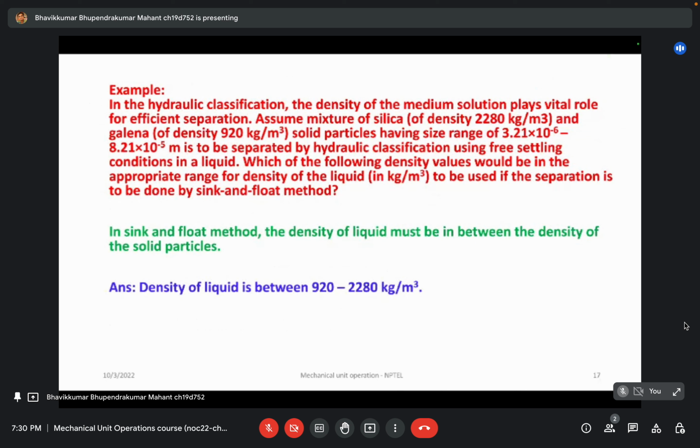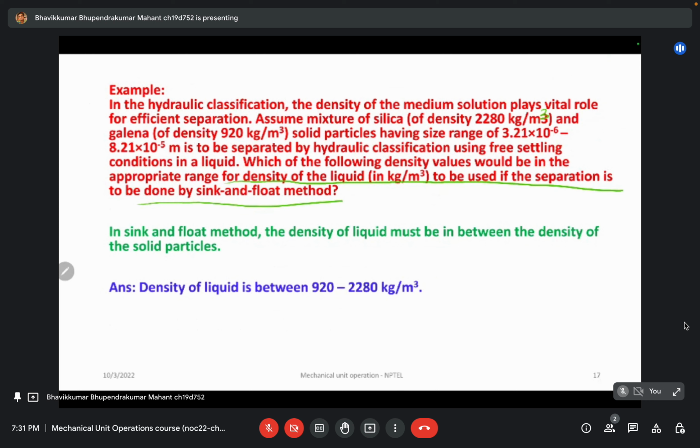Now in another example, in hydraulic classification, the density of the medium plays a vital role for efficient separation. So density is much more important. Assume a mixture of silica, which has a density of 2280 kg per meter cube, and galena, with a density of 920 kg per meter cube. Solid particles having a size range of 3.21 into 10 to power minus 6 meter to 8.21 into 10 to power minus 5 meter are to be separated by hydraulic classification using free settling condition in a liquid. Which of the following density values would be in the appropriate range for the density of the liquid to be used in the separation, to be done by the sink and float method?